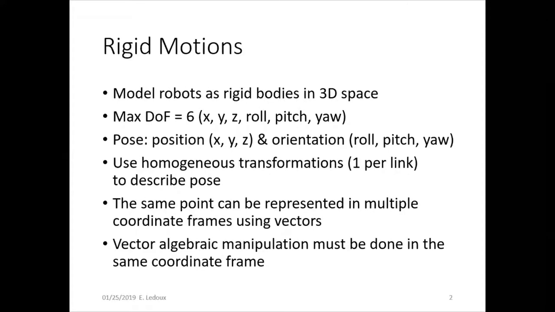Robots can be modeled as rigid bodies in three-dimensional space. So their maximum number of degrees of freedom is 6: XYZ position, and roll, pitch, yaw orientation. Pose is position and orientation together.